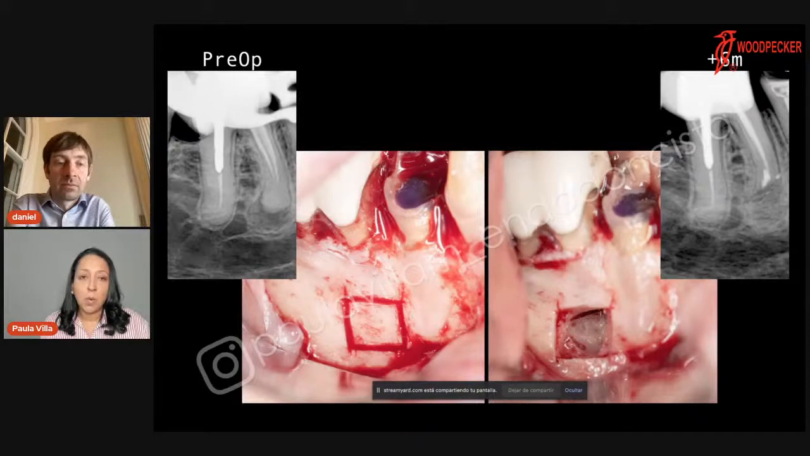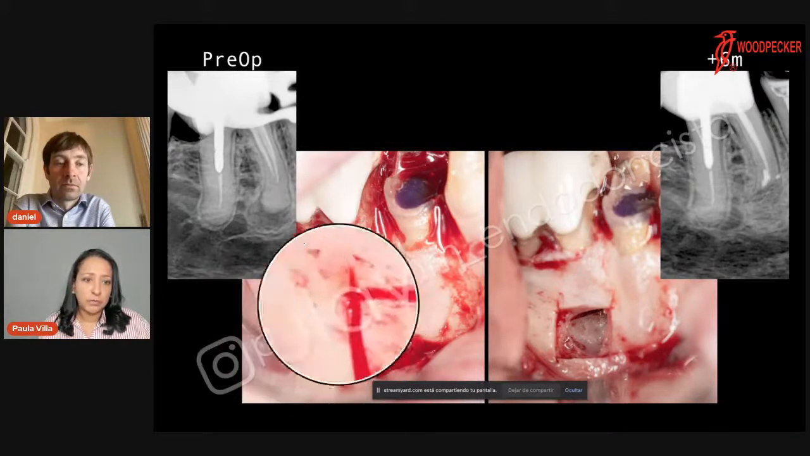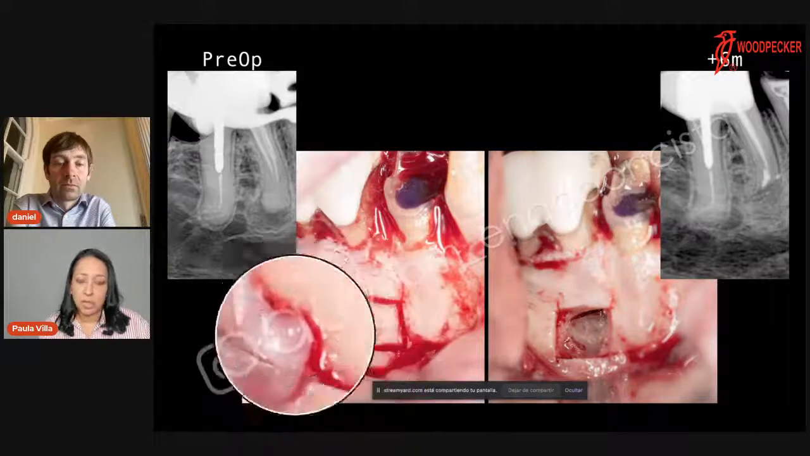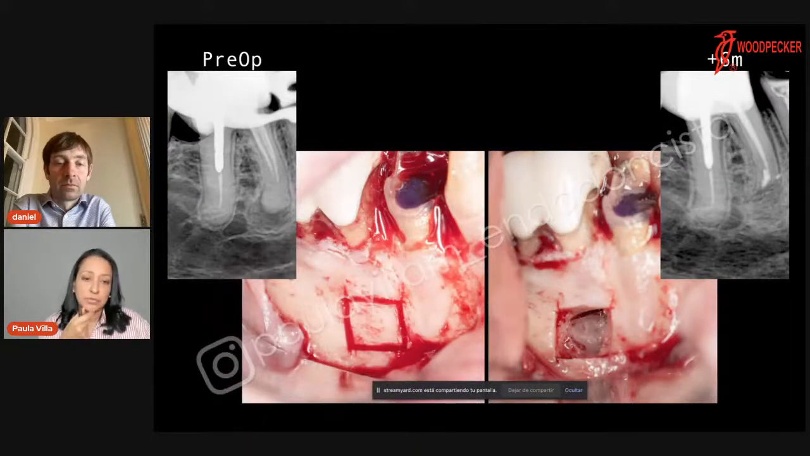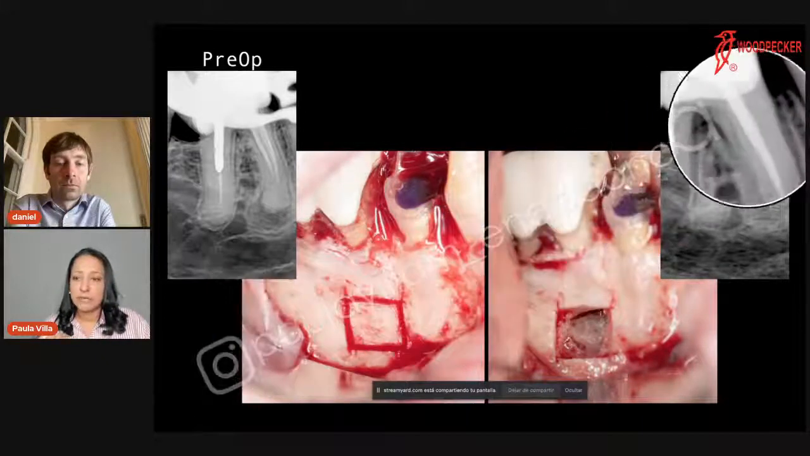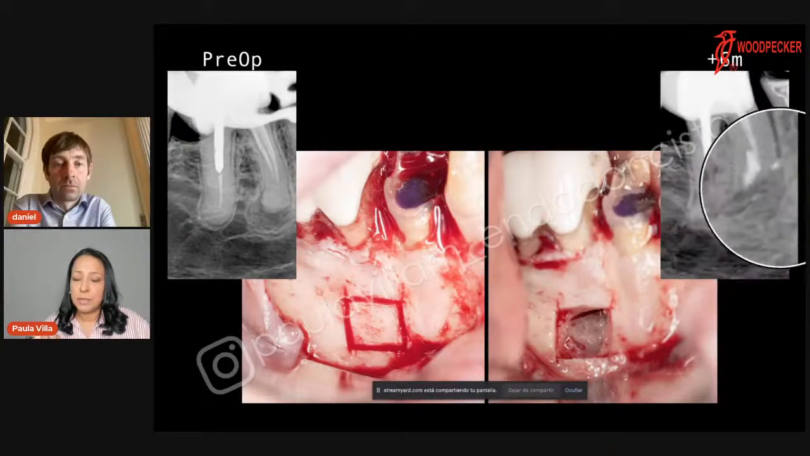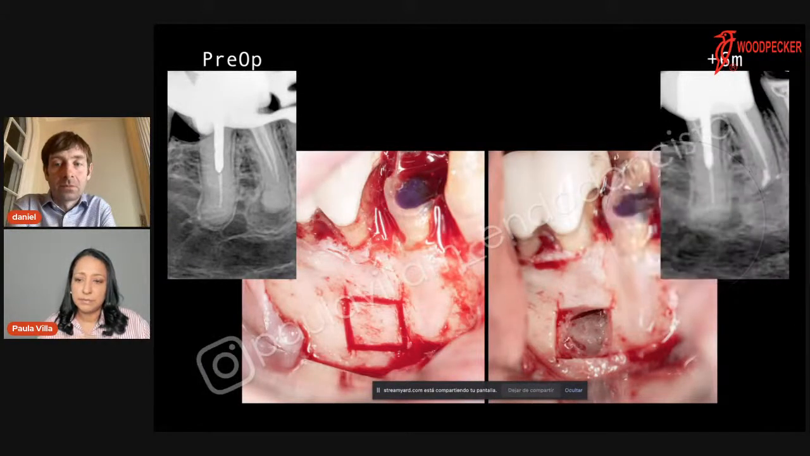Also, we can have a wide visual access because if you need, you can do a big window. You can do it for one or for two roots in cases like lower molars. It's very common to use this technique for lower molars. I think it's easy and we can have at the end a predictable healing of the bone. This is the case 6 months after surgery. We have complete healing of the area.